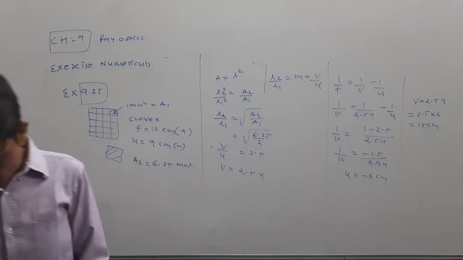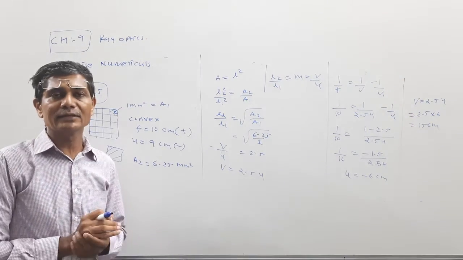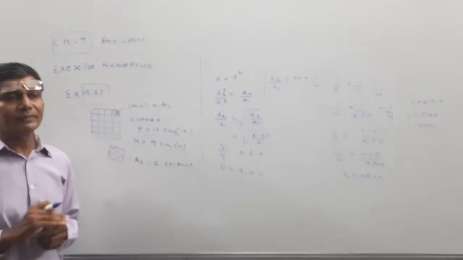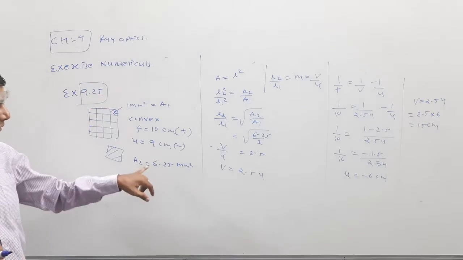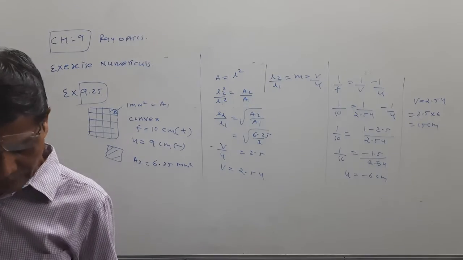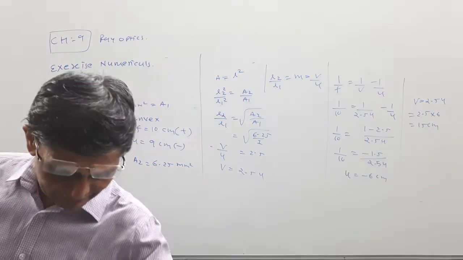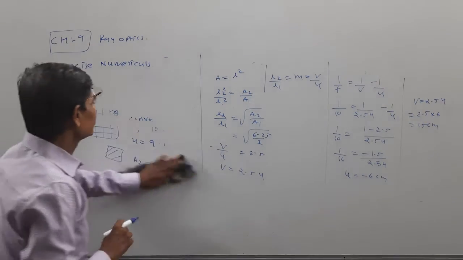So this is how we solve it. This is how we can obtain the value of the object distance and image distance to get the magnification of 6.25. That is exercise number 9.25. Next is our exercise number 9.27.